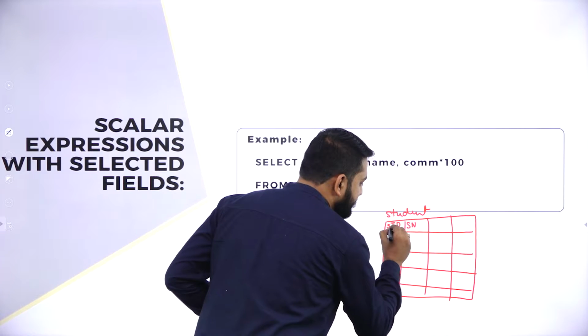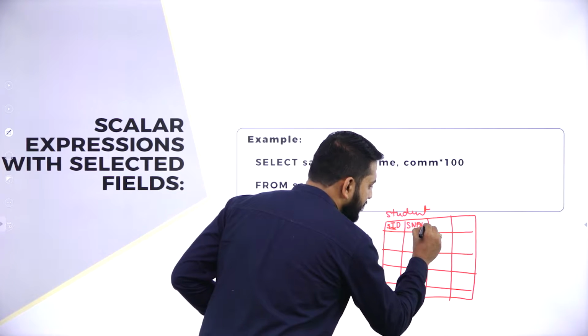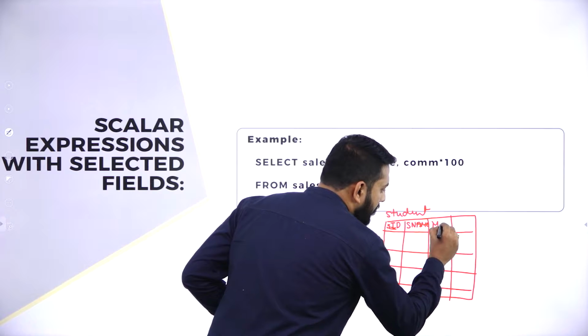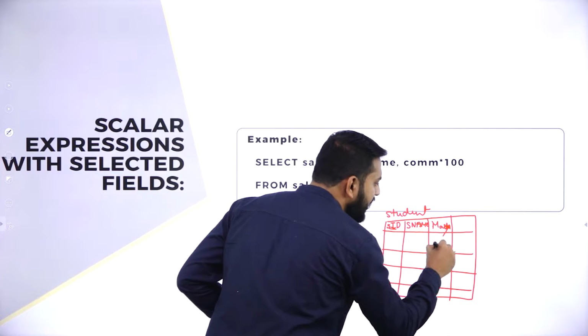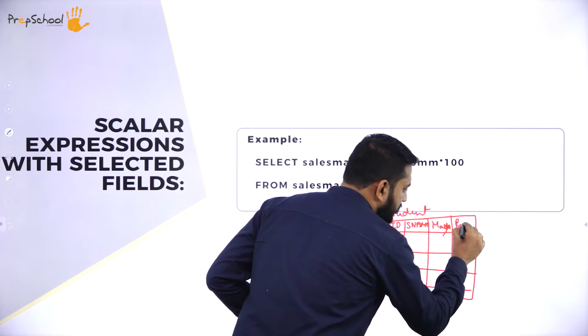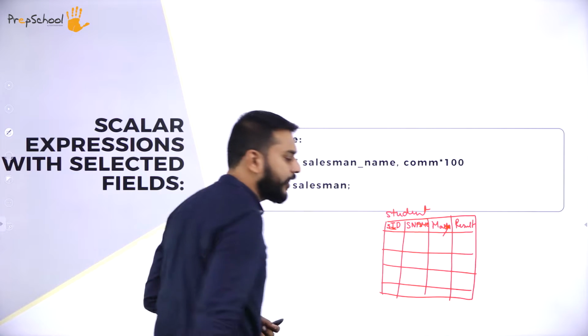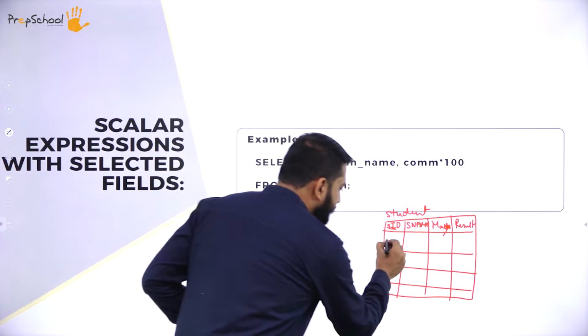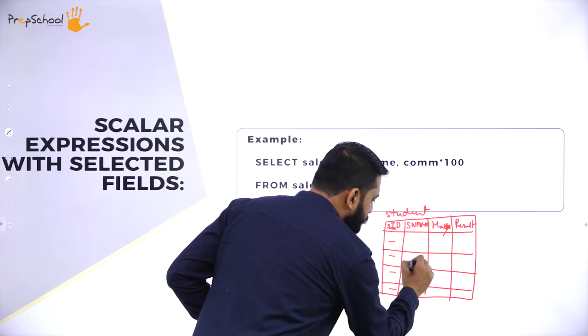So here I have ID, name, and marks, right? So imagine I have result here. Okay, so these are the column names. Fine. So what is that I have stored? I have stored all the values here. Just imagine I have stored all the values.